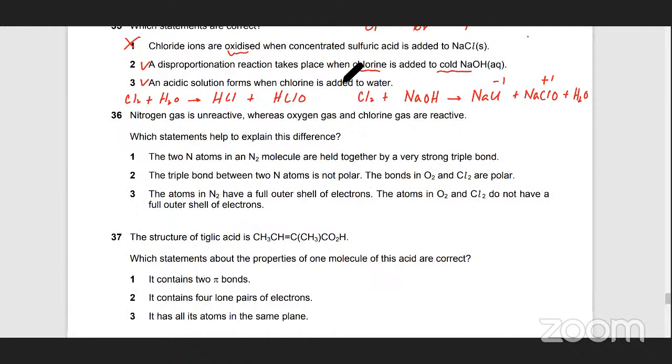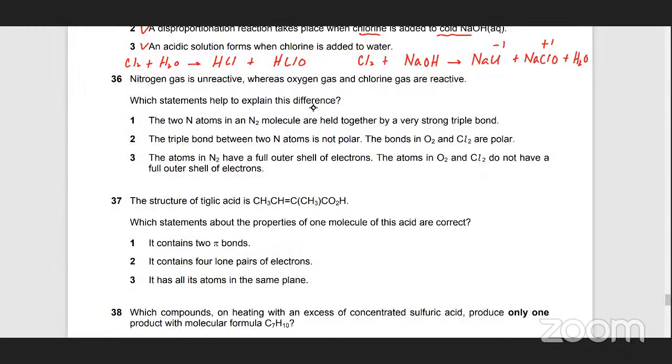अच्छा, उसके बाद nitrogen gas is unreactive, whereas oxygen gas and chlorine gas are reactive. Which statement helps to explain the difference? So there are two reasons why nitrogen is very unreactive. One is that it's a pretty strong triple bond, so it's very hard to actually break the triple bond. The other reason also is that it's non-polar. So there is no polarity, which is why there's no partial positive, there's no partial negative charges, which is why it's not going to be attracting other molecules.